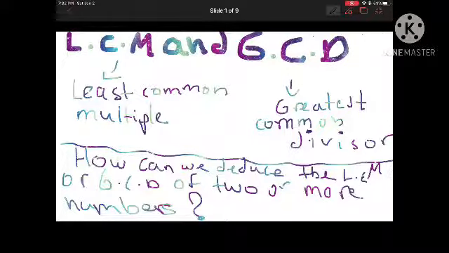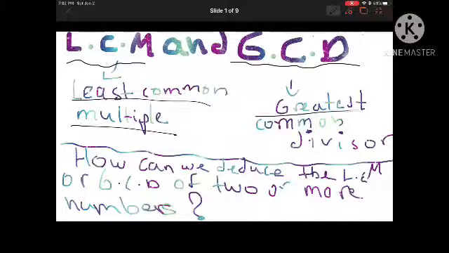GCD of two or more numbers. Before we start, I want to make an introduction about LCM. What is the LCM and what is the GCD? The LCM is the least common multiple. The GCD is the greatest common divisor. You will be taught in the coming slides.